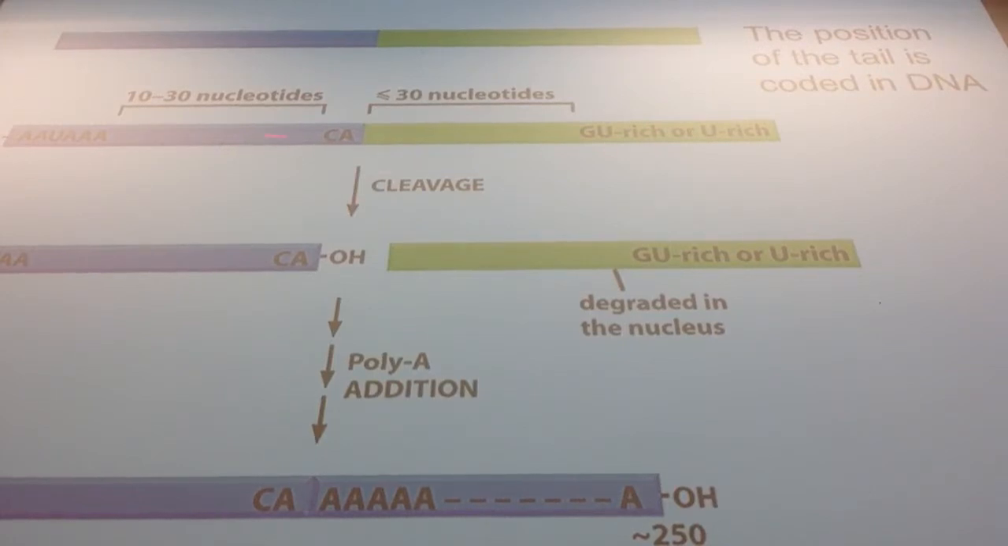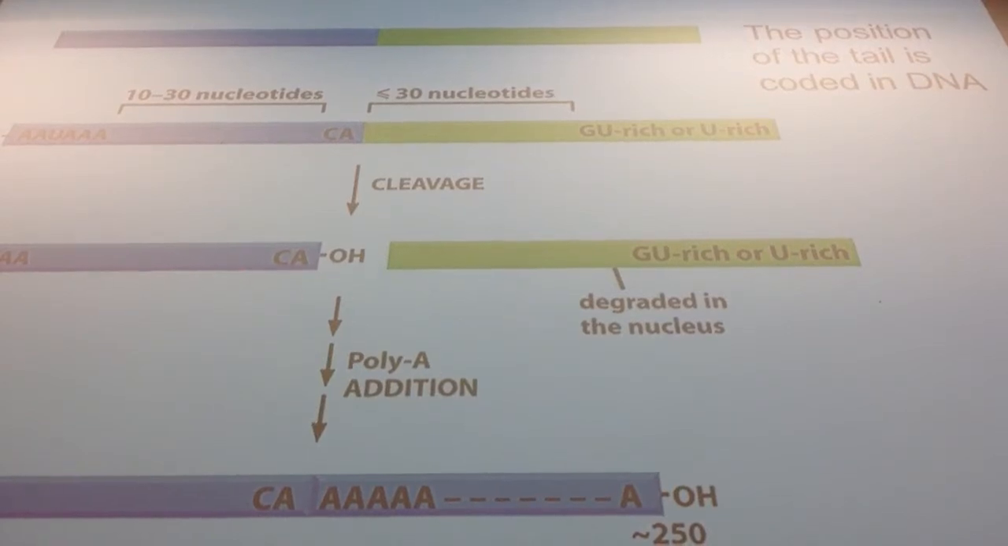The transcript. The primary transcript is cleaved. Right? That's the primary transcript right there, and the polyadenylation site is found in the primary transcript. The first part of polyadenylation is the cleavage at that site of the primary transcript, and then the second part is the addition of the poly A tail.